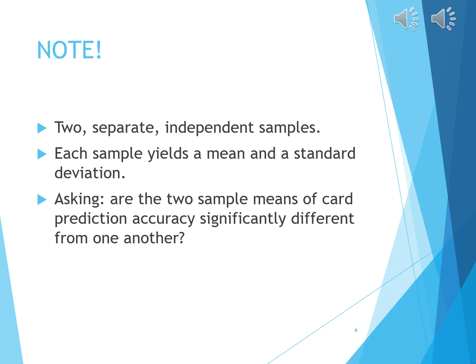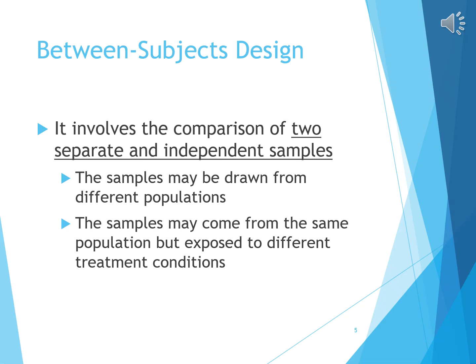And of course, when we set up our hypotheses, we can actually set this up in a directional way using a one-tailed hypothesis and one-tailed t-test, or we can set it up in a non-directional way and use a two-tailed hypothesis and a two-tailed significance test or t-test.